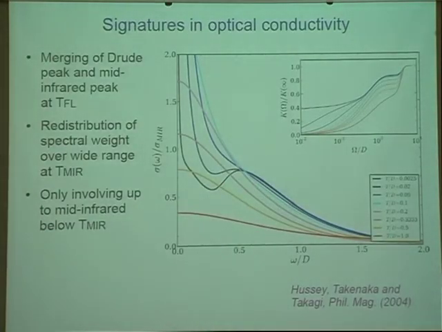Okay, so let me show some signatures of this physics in the optical conductivity, for example. This is the optical conductivity as a function of frequency for different temperatures. At very low temperature, I have this Drude peak here. And actually, in the Fermi liquid regime, there's this little kink here, which is a signal that I'm in the Fermi liquid regime. I think Antoine will have some more to say about this in his talk tomorrow. And then there's a second structure, a mid-infrared structure here.